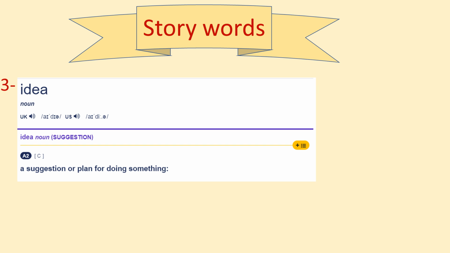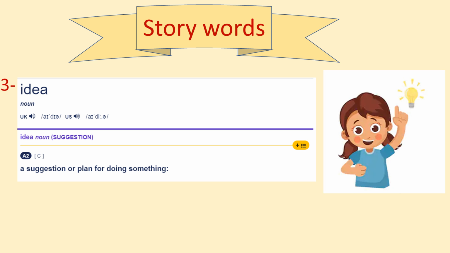Word number 3 is idea. Idea, I-D-E-A, means a thought that comes in your brain, a suggestion or plan for doing something. For example, I have many ideas how I can spend my time during the weekend. I may watch a movie, or I may play with my friends, okay? Or I can play Fortnite with my friends also during the weekend. This is an idea, how I can spend and enjoy my weekend. Okay, kids. So idea is a thought that comes in your head. Do you have any idea what your mother will cook today?